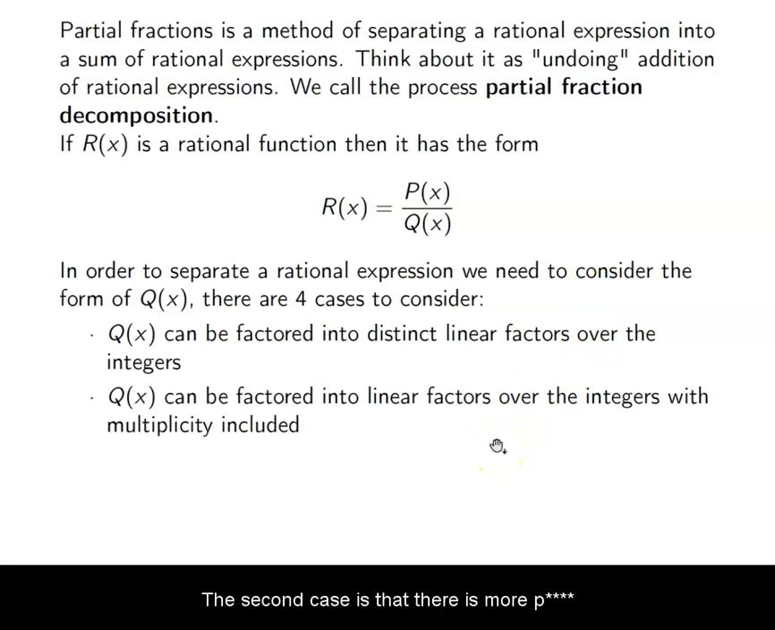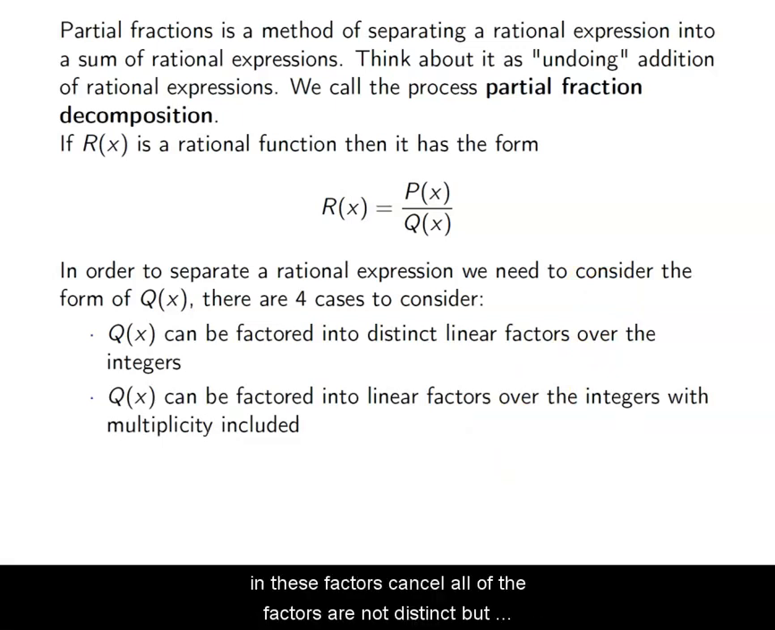The second case is that there is multiplicity in these factors. So all of the factors are not distinct, but all the factors are linear. And also for Q, for the first case, that's also what we're interested in. It's linear factors. And when we say linear, we mean binomial factors.